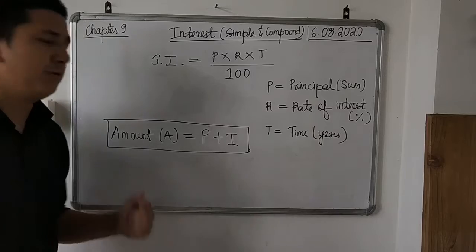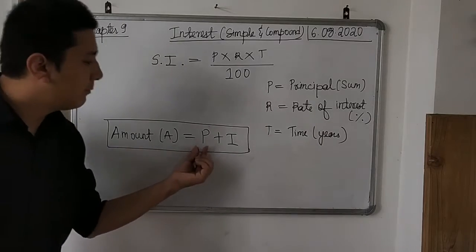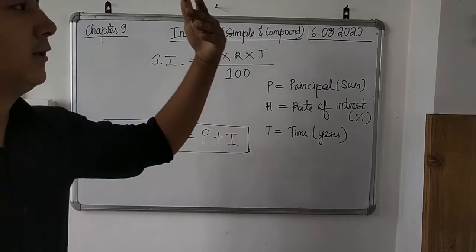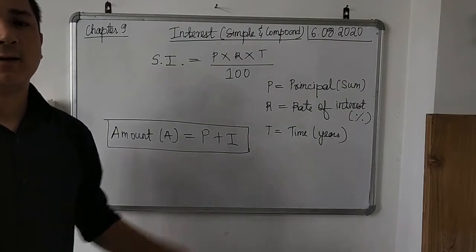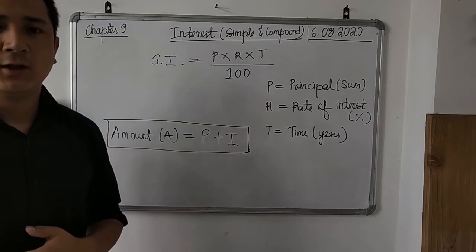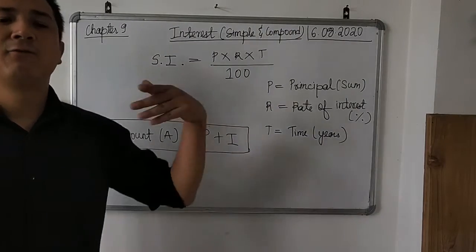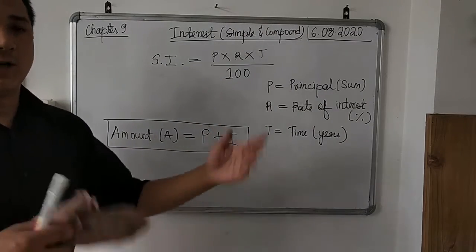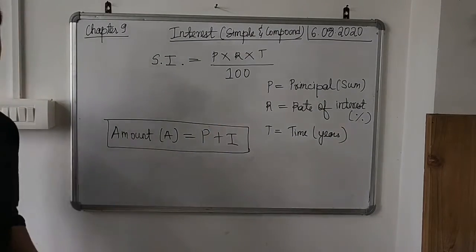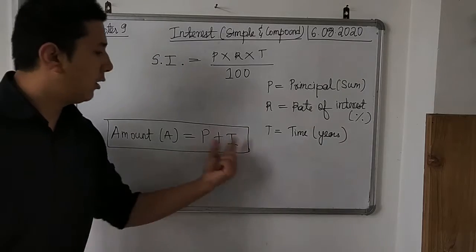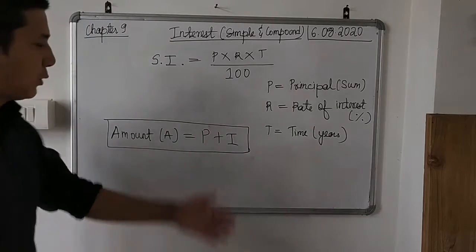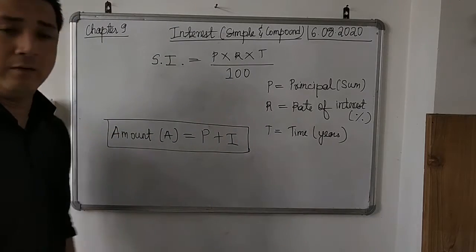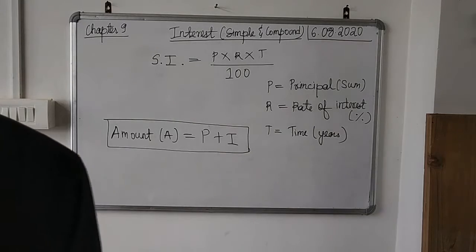Second one, amount. Amount means principal plus interest. Suppose I have borrowed some money from my friend and after 3 or 4 months I have to give it back. For example, if I have borrowed 5,000, then after 3 months I don't have to give only 5,000 but along with that the interest, and suppose the interest is 500, so I have to give him the amount: his principal 5,000 along with the interest 500. So remember the formulas, simple interest and amount. Pause this video and note it down.